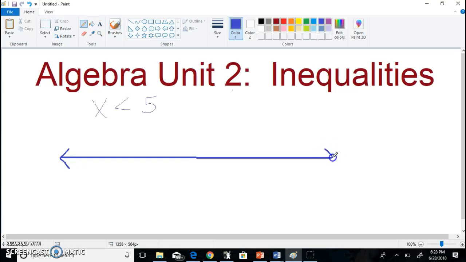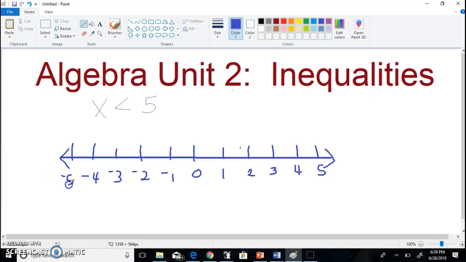We'll put arrows on the end. Alright, so a lot of times you'll see it like this. 0 will be in the middle, and then you'll have numbers to the right. You'll have numbers to the left that are negative.